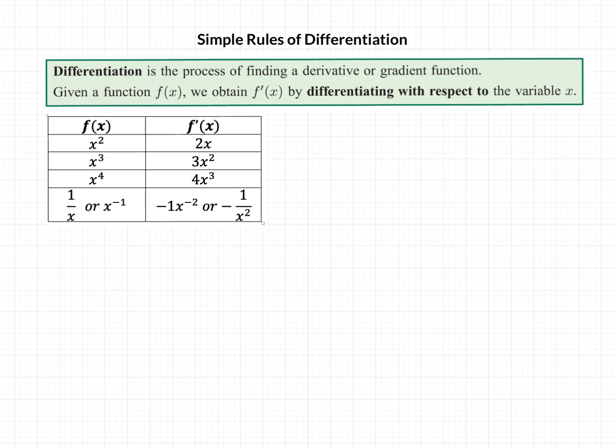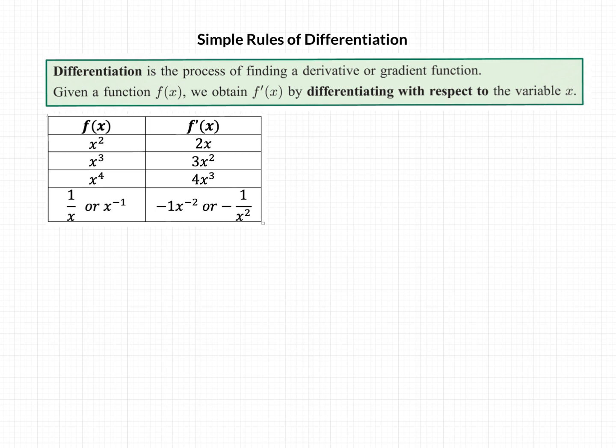With x cubed, we discovered it was 3x squared. With x to the power of 4, we discovered 4x cubed. And with 1 over x, which we can rewrite as x to the negative 1, we discovered negative 1 times x to the negative 2, or negative 1 over x squared. What we see here is that there's a definite pattern and rule.